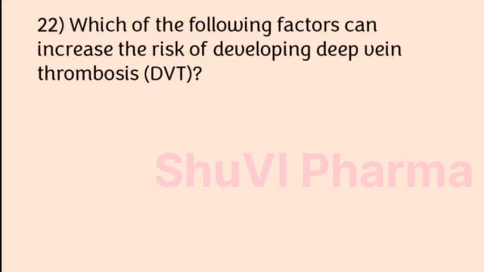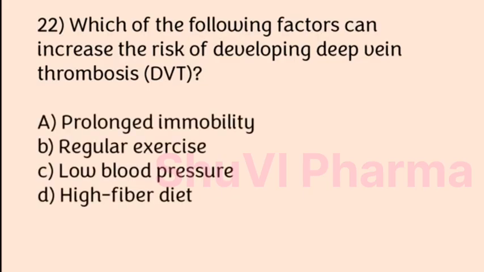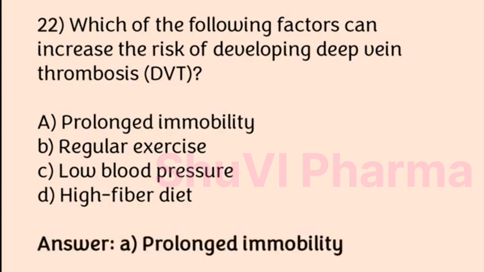Which of the following factors can increase the risk of developing deep vein thrombosis? Prolonged immobility, regular exercise, low blood pressure, high fiber diet. The correct answer is option A. Prolonged immobility.